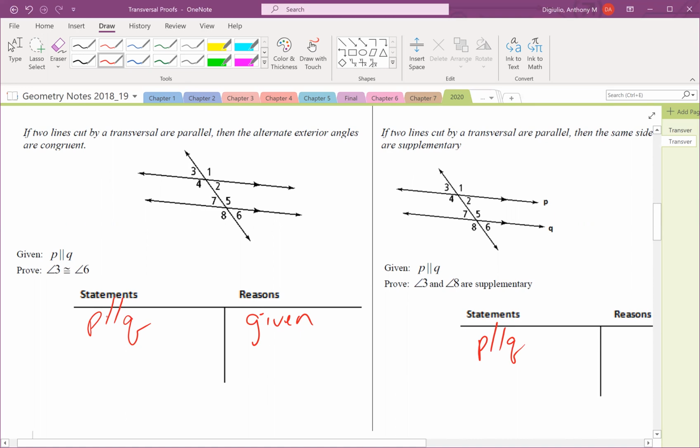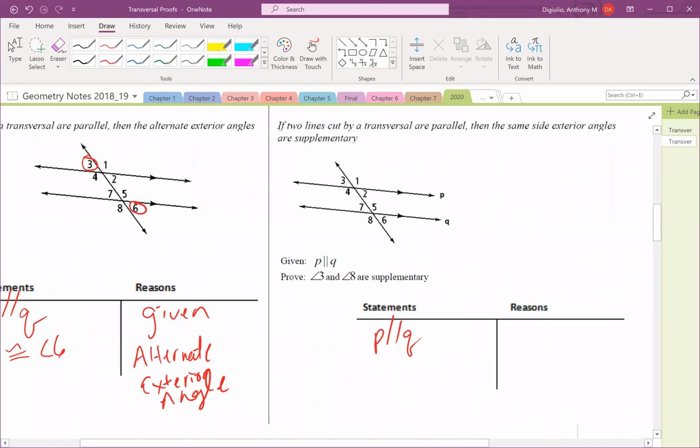Well, P is parallel to Q, that's given. So if we know that, we know for sure that angle 3 is going to be congruent to angle 6. And the reason that we know that is we know that if two parallel lines are cut by a transversal, alternate exterior angles are going to be congruent. So our reason is alternate exterior angle theorem. Alternate exterior angles. All right.